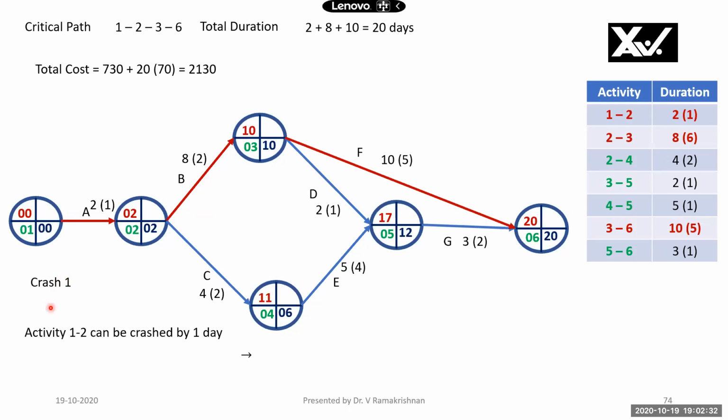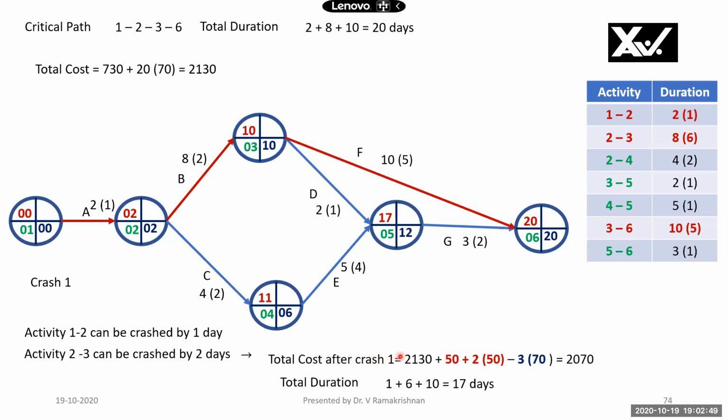Now, first crash one, I'm crashing this activity A by 1 day, because we can reduce only by 1 day, and activity B by 2 days. We can reduce only by 2 days. Please note these activities are in series. Therefore, I can save 3 days. I can reduce the project duration by 3 days.